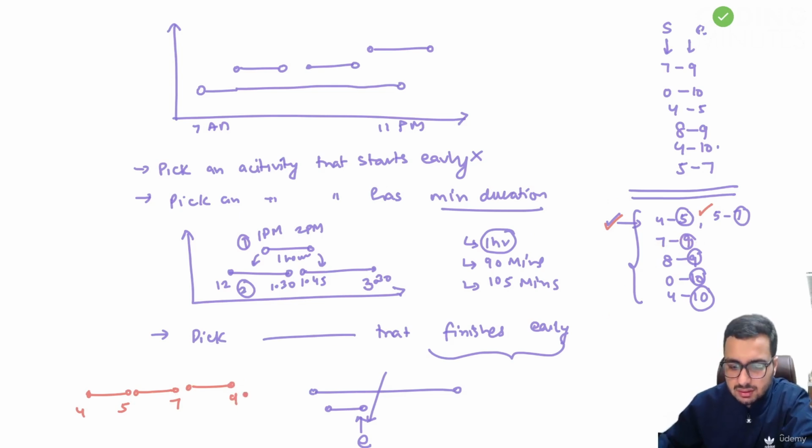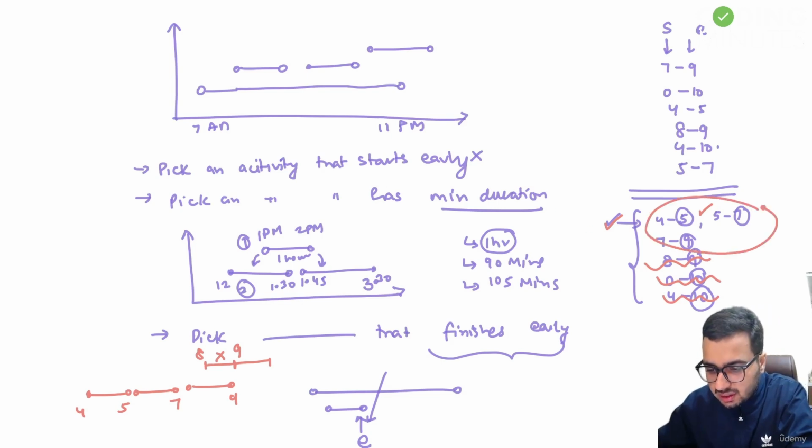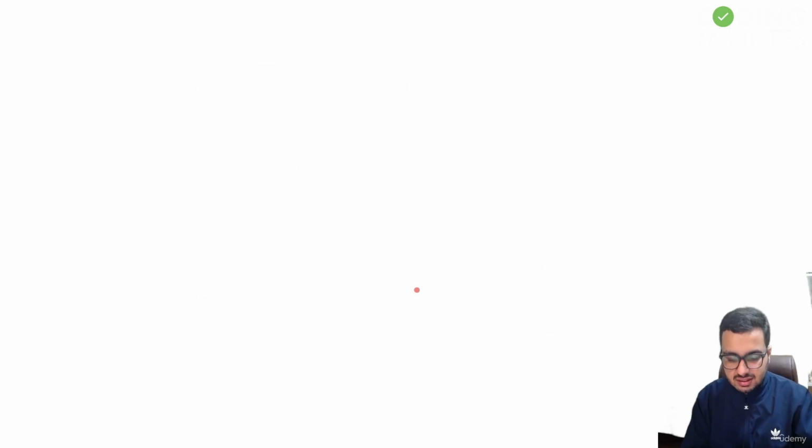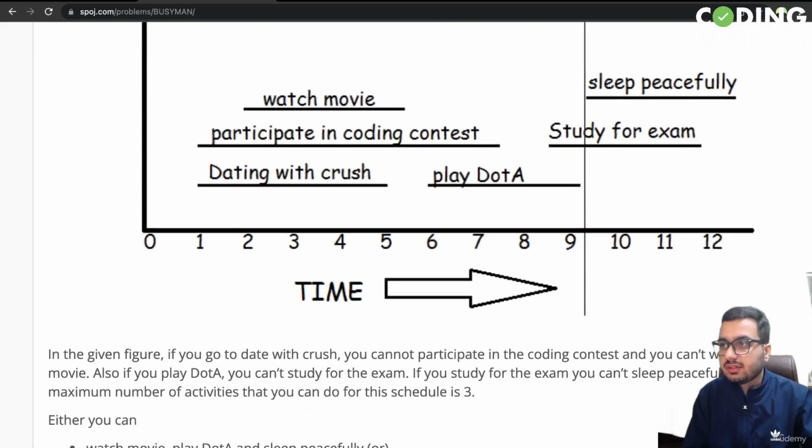Can I pick 8 to 9? The answer is no. The activity 8 starts from here and it goes till 9, so it cannot be picked up. 8 to 9 is not possible, so we ignore it. Can we pick 0 to 10? The answer is no, because it starts before 9 p.m. Can we pick 4 to 10? The answer is no. So in this case we can do 3 activities, and that was the answer in the question, in the test case that we have seen.